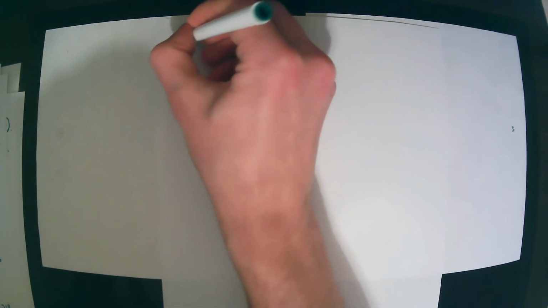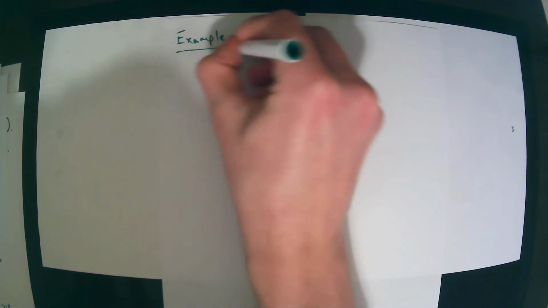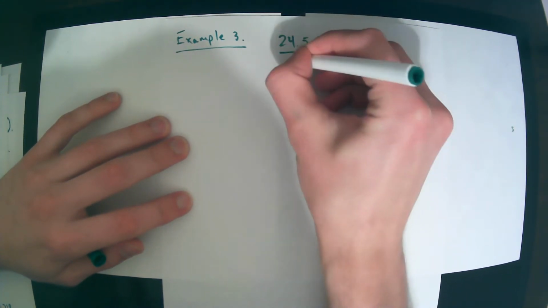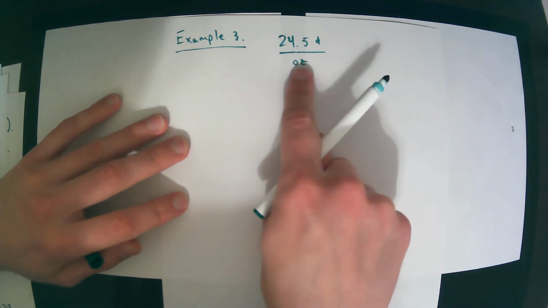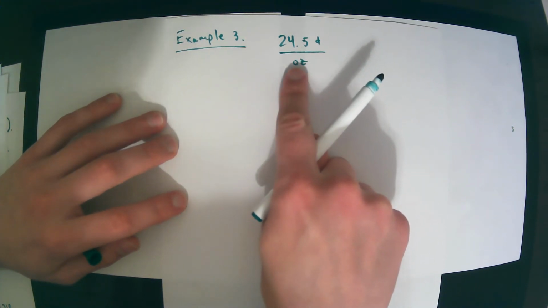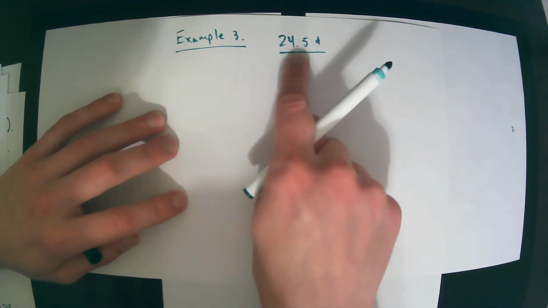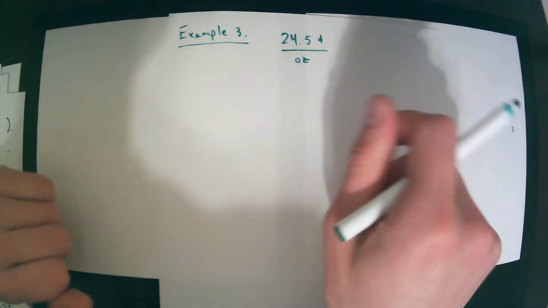Okay, so now let's do example 3, which is very similar to example 2 in that we are given the unit price to start off with, which is 24.5 cents per ounce. You can write the 1 in front of the ounce, or you can just write ounce, OZ for ounce. It's just up to you. Just remember that when you read this, you would say 24.5 cents per ounce or 24.5 cents per 1 ounce.